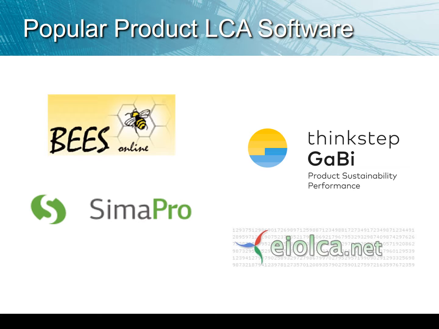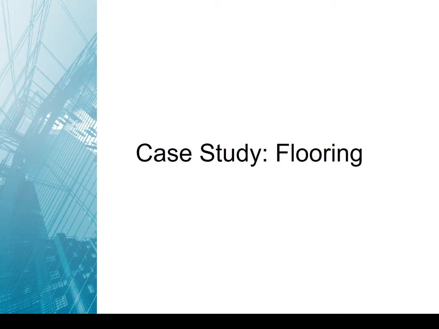SimaPro and GaBi are both commercial software which are able to conduct LCAs for a specific product based on a built-up lifecycle inventory database. There are many other available options which we do not have time to discuss in our presentation today. If you are working with a program operator or an LCA practitioner, they will help you find the software that best suits your needs. Now let's go through an example of a product LCA. Our case study will look at some examples of generic flooring options.